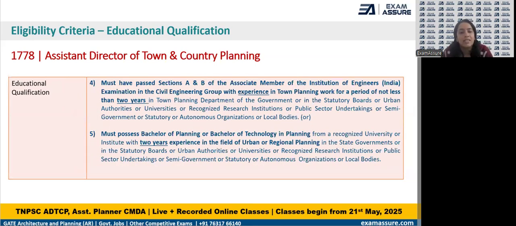or must have passed section A and B of Associate Member of the Institution of Engineers and have an experience of not less than 2 years in town planning, or must have a Bachelor of Planning or Bachelor of Technology in Planning degree with an experience of 2 years minimum in the field of urban and regional planning in state government or other statutory bodies.